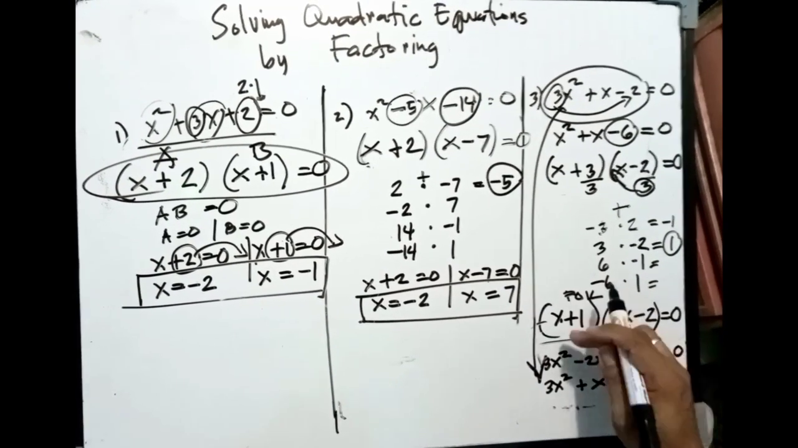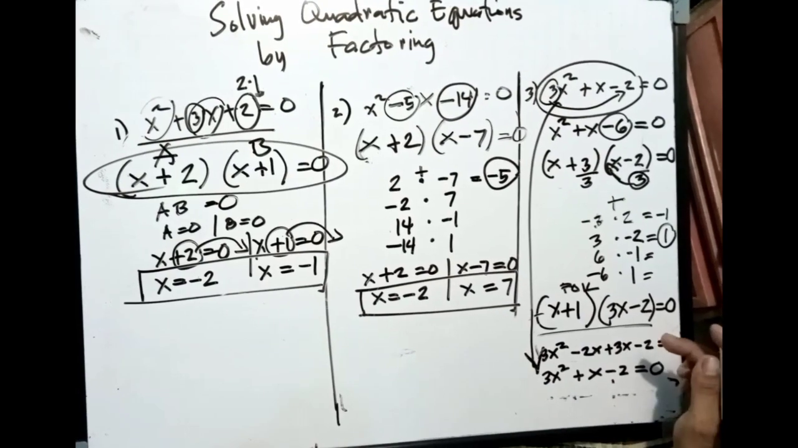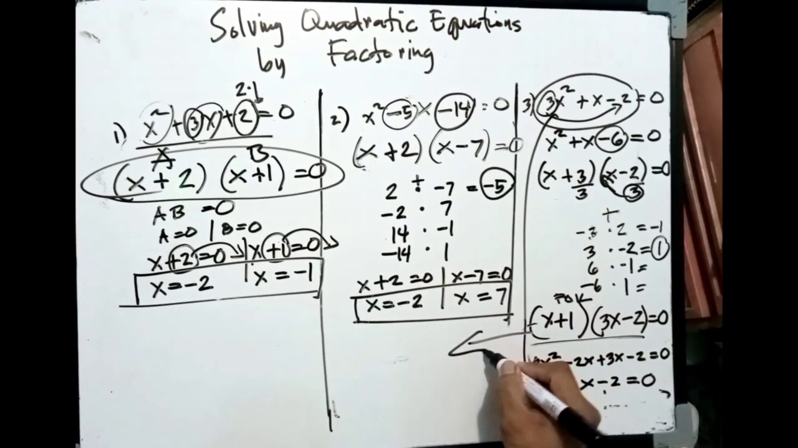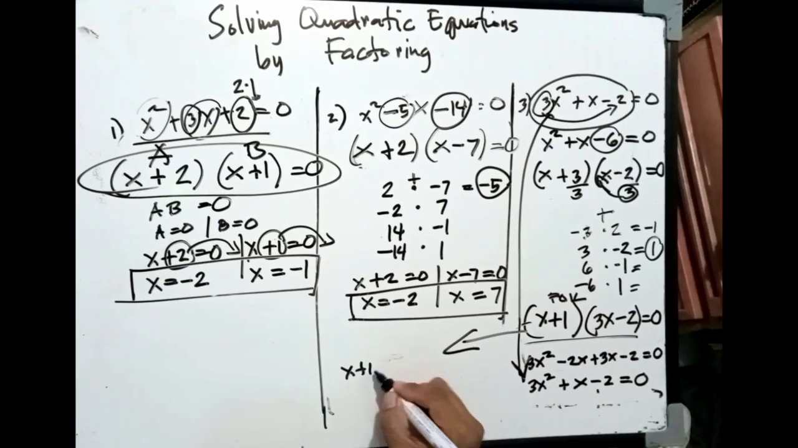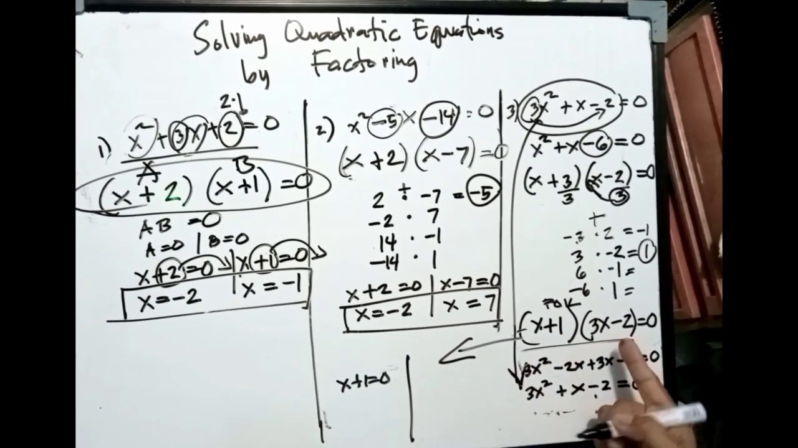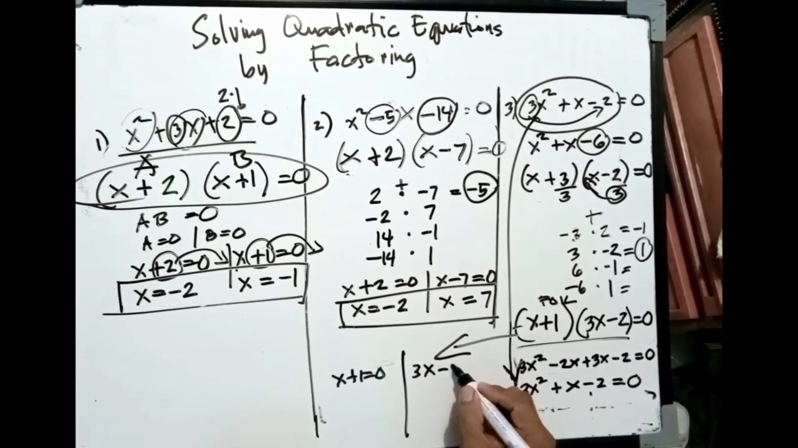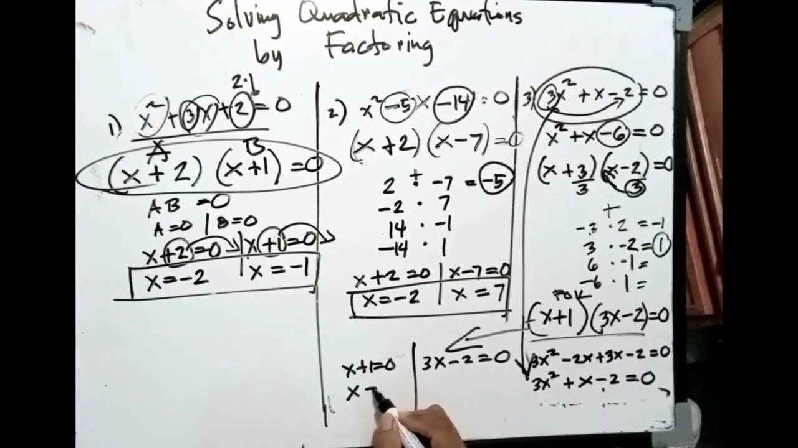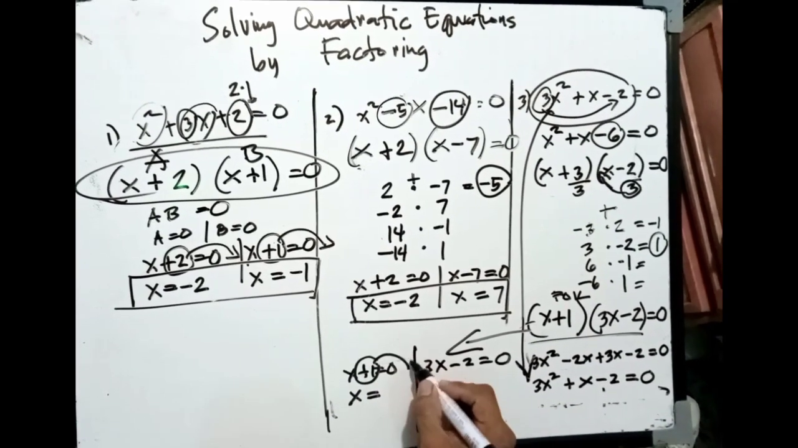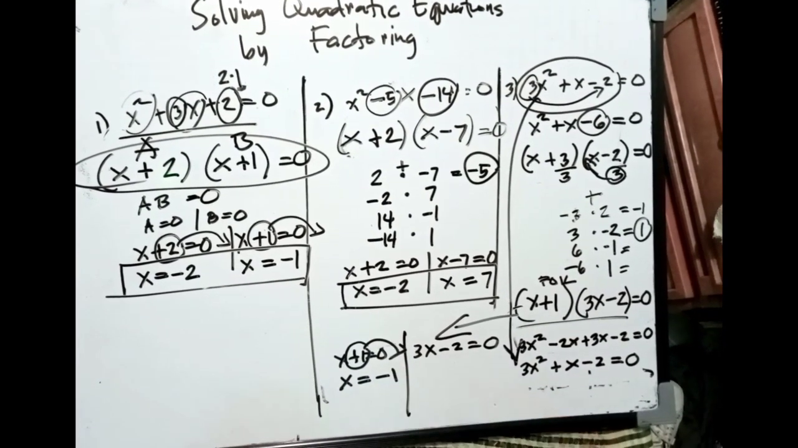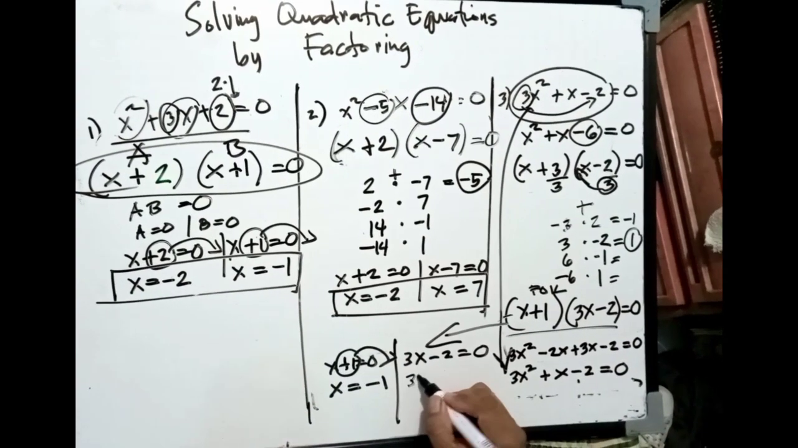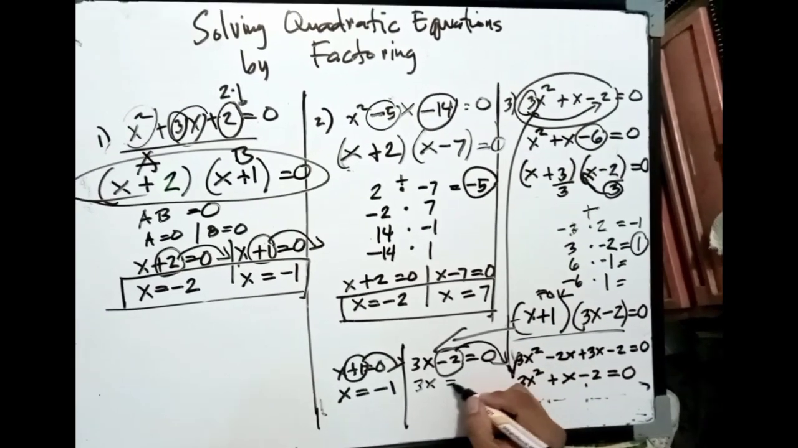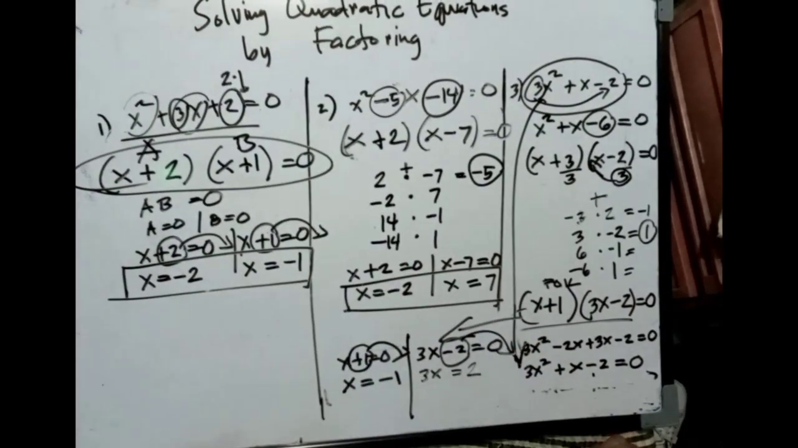Okay, after natin ma-factor, let us use the concept of zero factor property. X plus 1 equals 0 and the other, 3x minus 2 equals 0. Then solve. X equals, transpose positive 1 to the right side. It will become negative 1. Then 3x, transpose negative 2 to the right side. Change the sign. It will become positive 2.